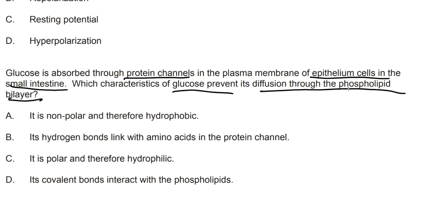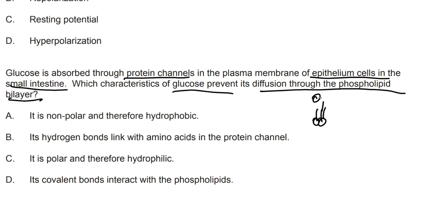So remember that the phospholipid bilayer consists of phospholipids, which are hydrophilic and hydrophobic, which means they are amphipathic. They contain both hydrophobic and hydrophilic regions. The outside heads are hydrophilic, water loving, whereas the inside tails are hydrophobic. So what happens is hydrophilic or water loving polar substances have a hard time getting through this layer. This layer is really hard to get through because everything inside is hydrophobic.